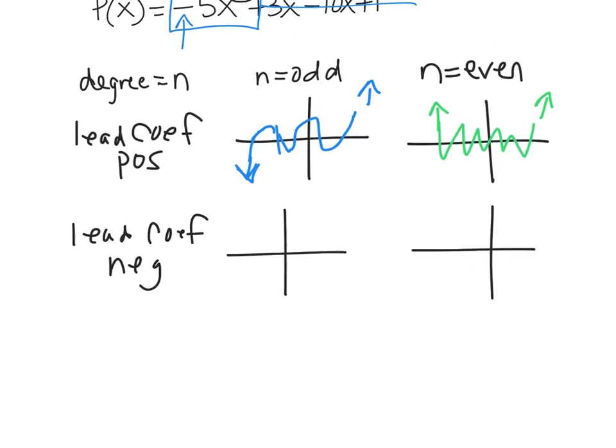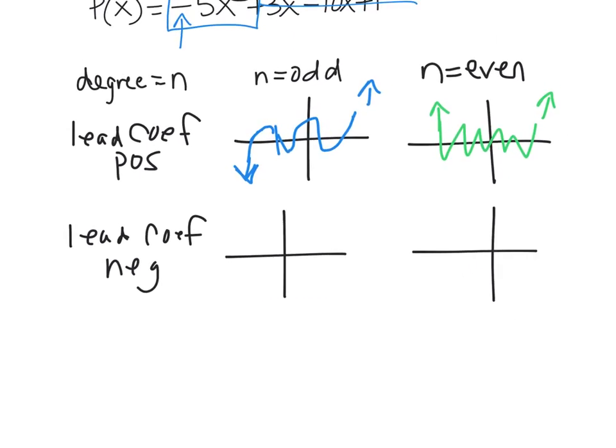Okay, and now everything gets flipped. So if you have an odd degree with a leading coefficient of negative, then it's going to flip this way. It's going to rise to the left and fall to the right. And it's going to go through here a few times, maybe. And then finally, an even negative. Think about a parabola that's negative out front. That would be fall, fall.